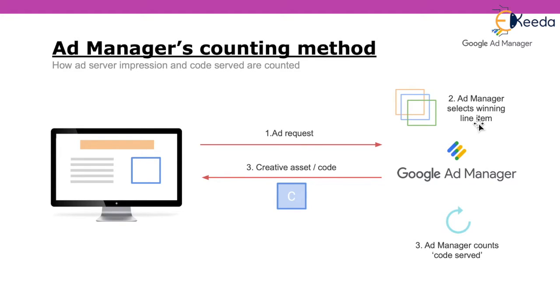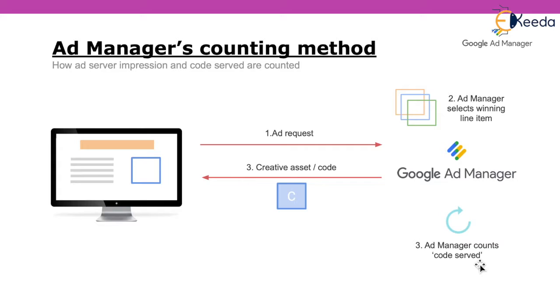Once Ad Manager selects the winning line item, it serves the creative back to the page. In response, Ad Manager gives the ad back to the page. This is how the user is able to see the ad. Once Ad Manager selects the winning line item, that means Ad Manager has responded with a line item. At this point in time, we will count the code served.